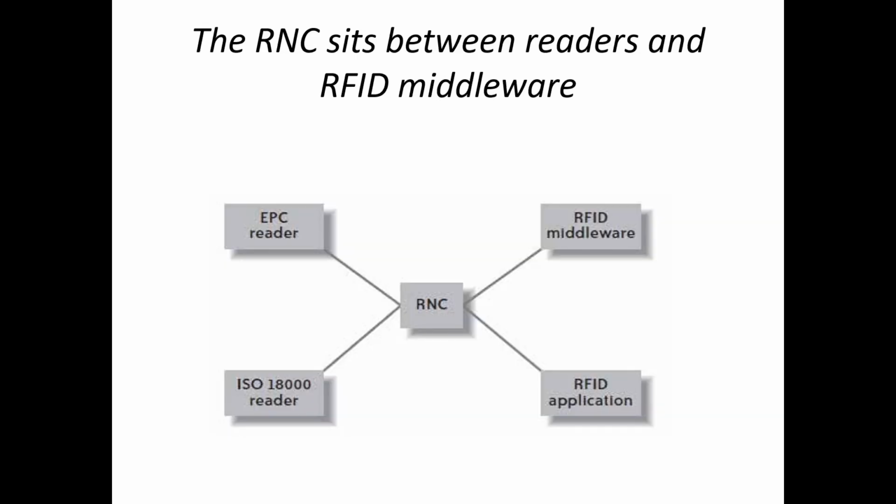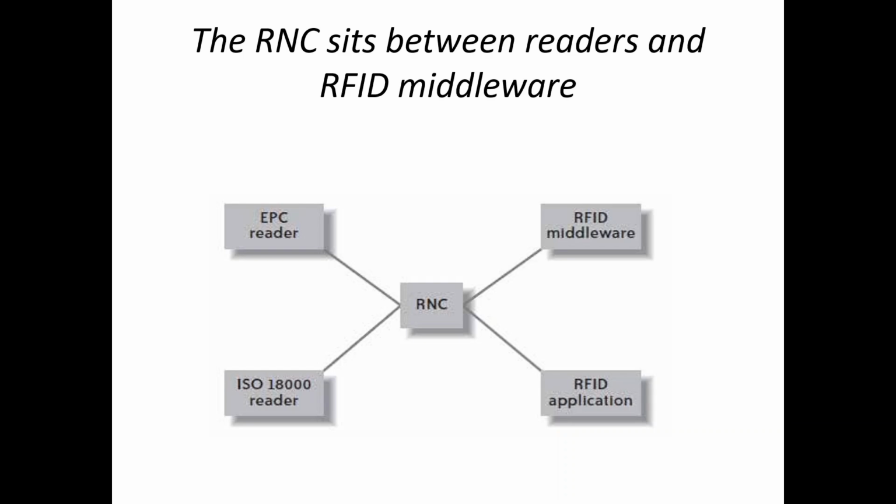So this is shown as RNC. RNC generally sits between the reader and the RFID middleware. The RNC is an intermediate control layer between multiple RFID readers and the middleware or application layer. RNC is the reader network controller.